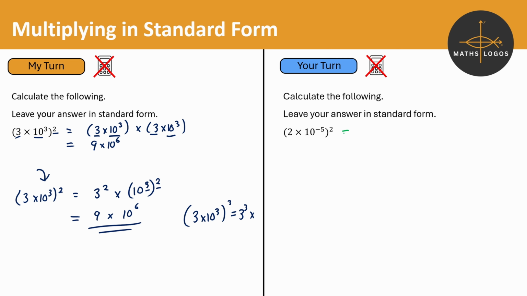Okay, let's go ahead and apply the power of 2 to both the 2, so it would be 2 to the power of 2, and apply the power of 2 to the 10 to the negative 5, like this. 2 multiplied by 2 is what 2 squared means, so that's 4. And then multiply your indices together because it's a power upon a power. That gives you 10 to the power of negative 10. And that's in standard form, so that's your answer.